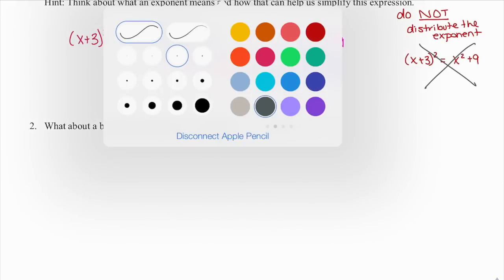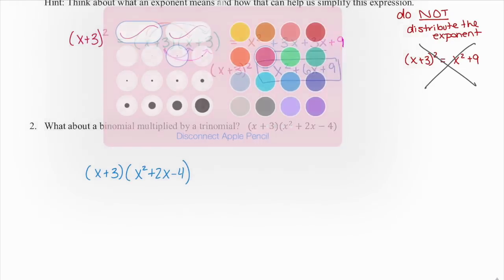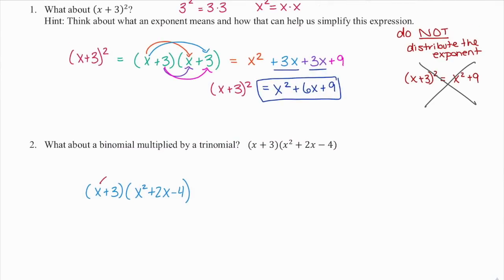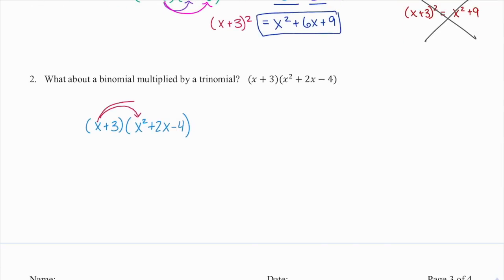Last example. You can do it. Power through. Last example of the year in a video. We got this, guys. x plus 3 times a trinomial: x squared plus 2x minus 4. Remember, I'm multiplying. I'm just distributing. Distribute the x to each term in the trinomial.